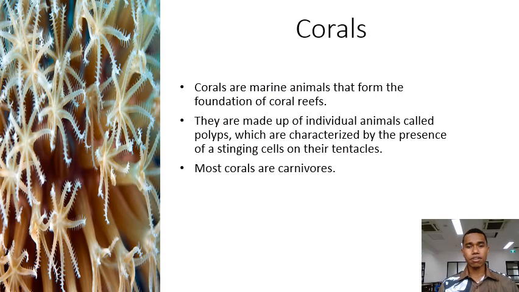So to begin with, corals are marine animals that form the foundation of coral reefs. They are made up of individual animals called polyps, which are characterized by the presence of stinging cells on their tentacles. This is the coral polyp, and these are the tentacles, and these tentacles help them to fight predators. Most corals are carnivores.